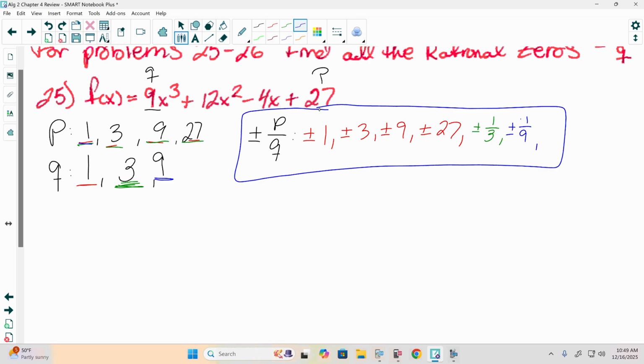1 over 3. Yeah, they're the only ones that change because 3/9, 9/9, 27/9 all reduce to 1/3, 1, and 3. If they're already listed, we're not listing them a second time. Any other questions on the rational zeros? We good with these here? Okay.